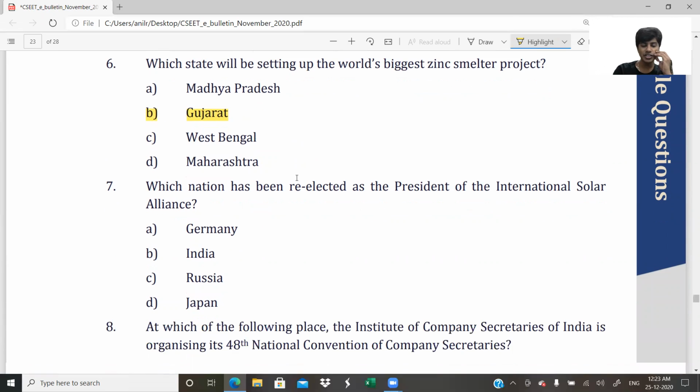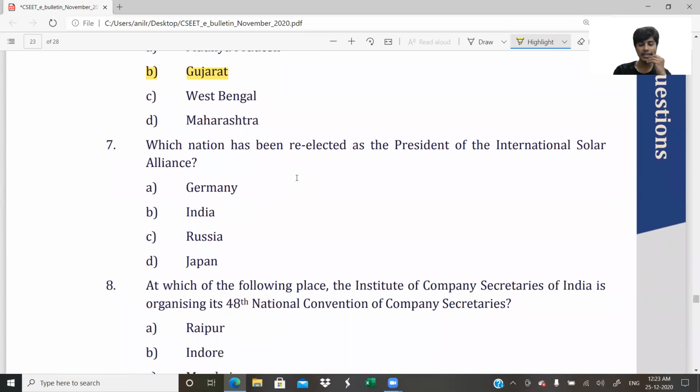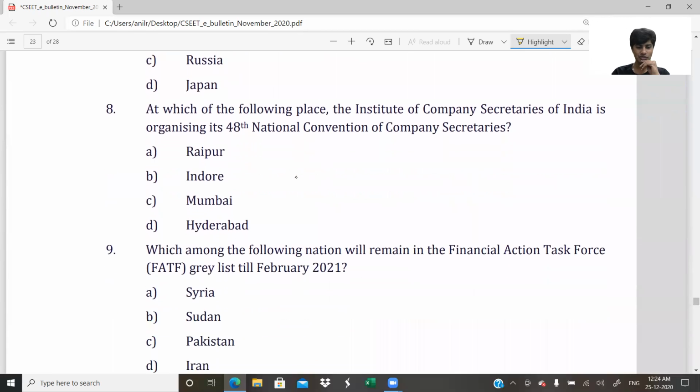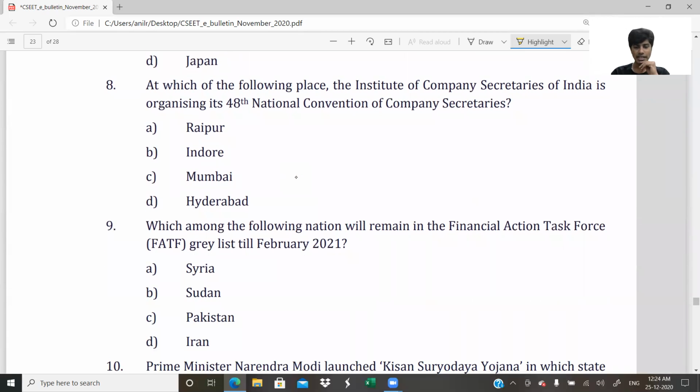Which nation has been re-elected as the president of the International Solar Alliance? It's India. I told you, right? We are doing amazing work when it comes to solar energy. So we've been selected as the president of the International Solar Alliance, and we will tell the rest of the countries how to harness solar energy efficiently. Next one. At which place is the Institute of Company Secretaries of India, our beloved institute, holding its 48th National Convention of Company Secretaries? It is in the city of Indore.